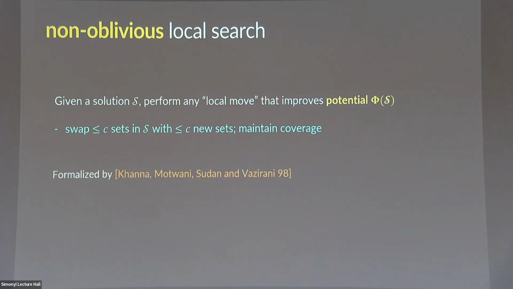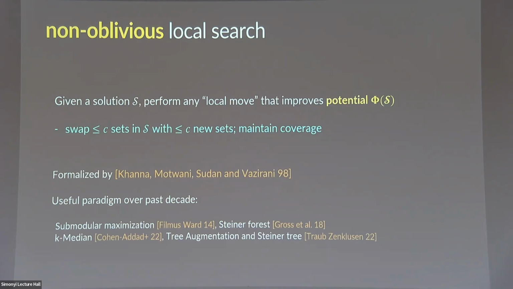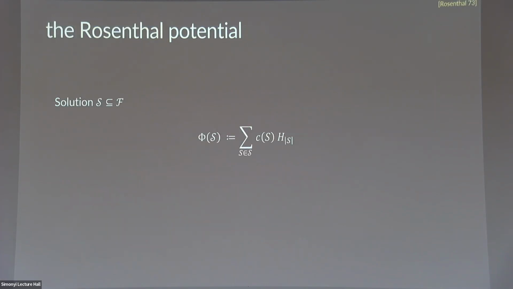This idea of non-oblivious local search is something that Sanjeev Khanna and others defined in '98. And over the past 10 years or so, I think it's been very popular for a bunch of problems. So you might find it useful. Okay, so let me just tell you the potential. So here's the potential.